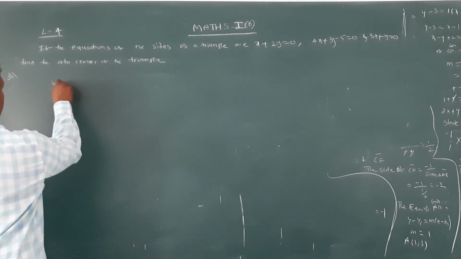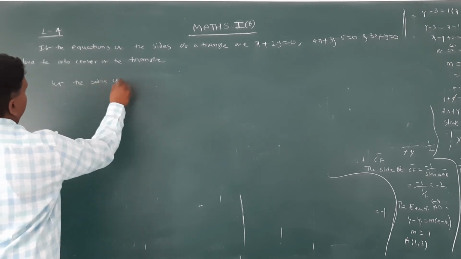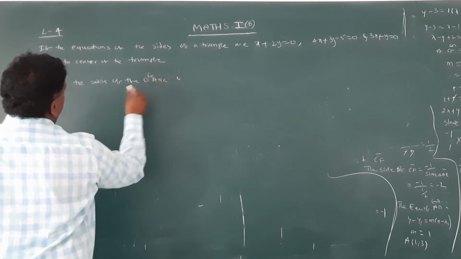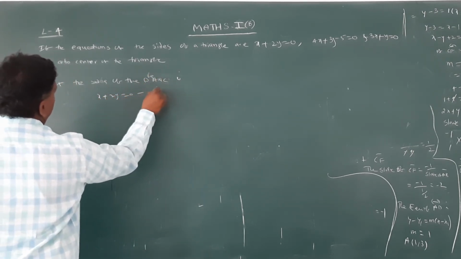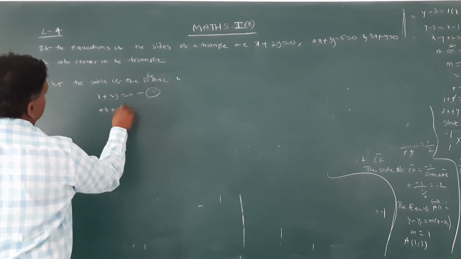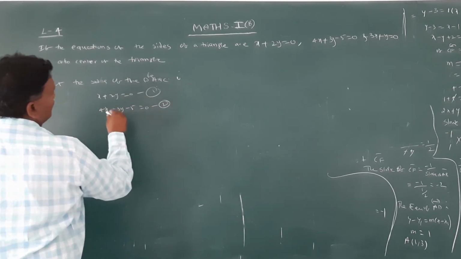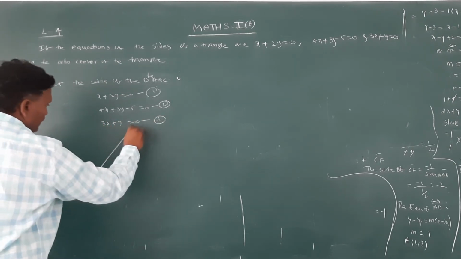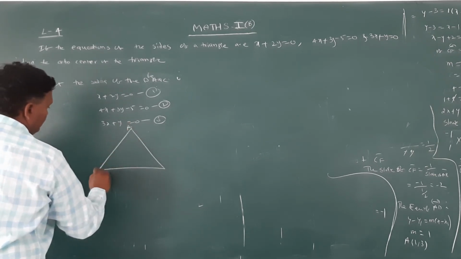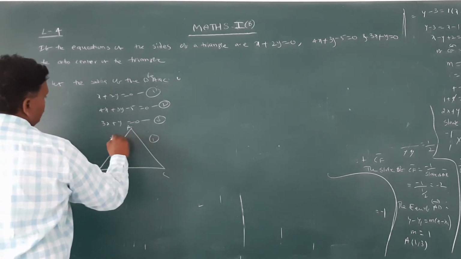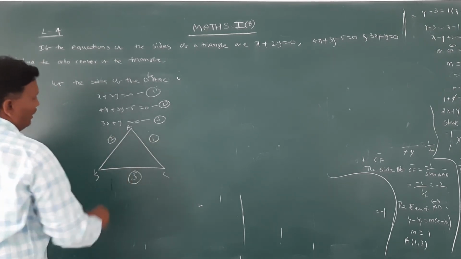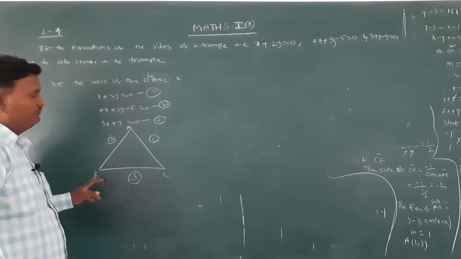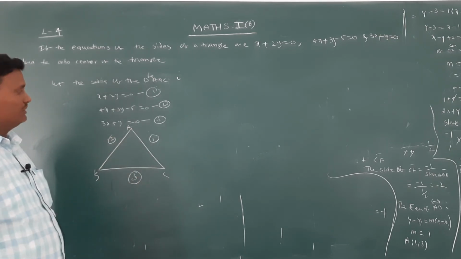First we write: let the sides of the triangle ABC be x plus 2y is equal to 0, equation number 1; 4x plus 3y minus 5 is equal to 0, equation number 2; 3x plus y is equal to 0, equation number 3. Draw the triangle ABC. Solve 1 and 2, we get the vertex A. 2 and 3, we get the vertex B. 3 and 1, we get the vertex C.